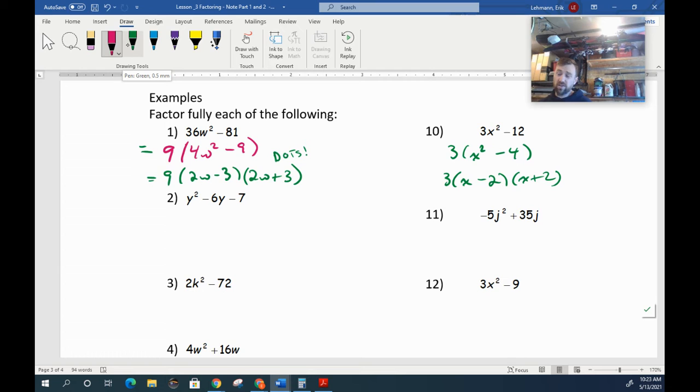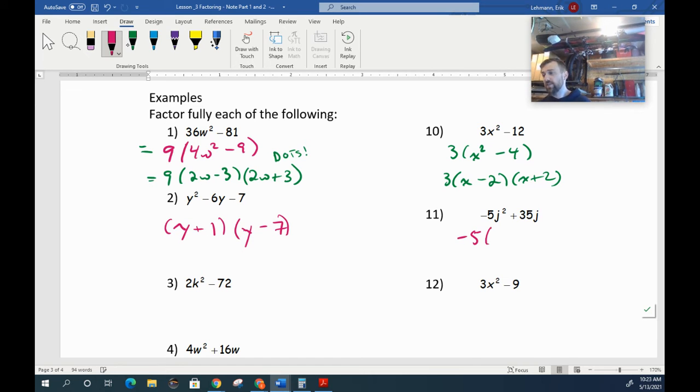This one right here, simple trinomial factor. Two numbers that multiply to negative 7. We know that we're going to have a positive and a negative, and add to negative 6. There's only two numbers that multiply to 7, 1 and 7. 1 plus negative 7 is negative 6. 1 times negative 7 is negative 7.